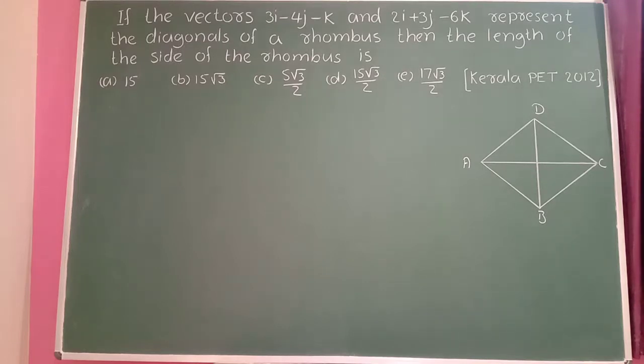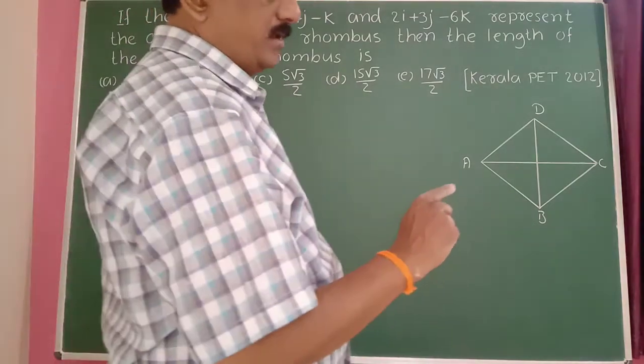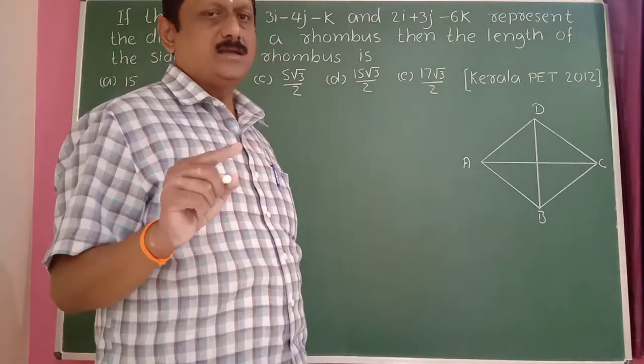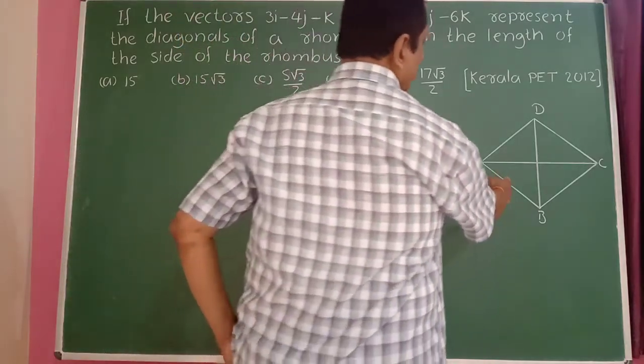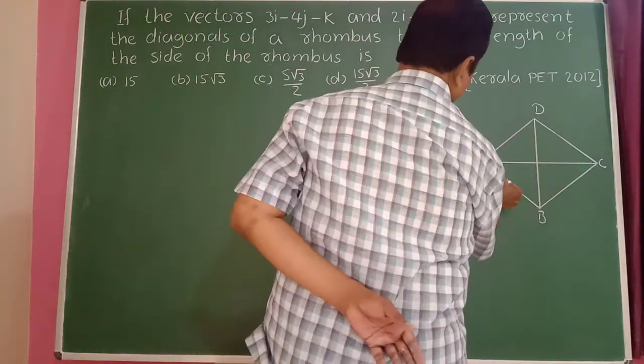So in this case, if the vectors 3i minus 4j minus k and 2i plus 3j minus 6k represent the diagonals of a rhombus, then the length of the side of the rhombus is what here? Okay. So in a rhombus, the length of each side is equal and the diagonals are not equal here. Okay. Here all these sides are equal. Each length is equal here.